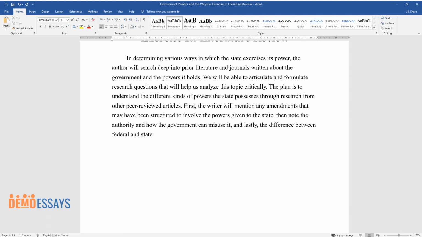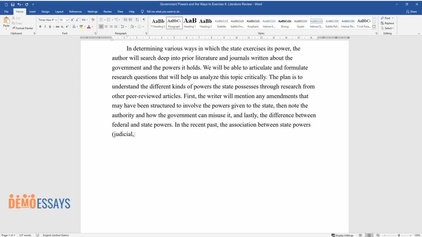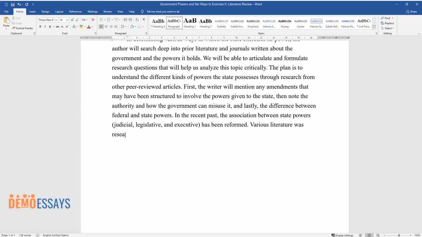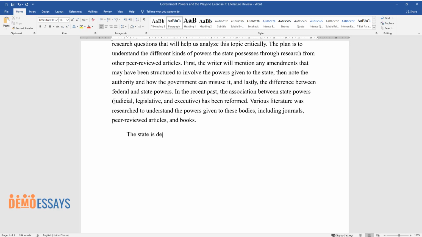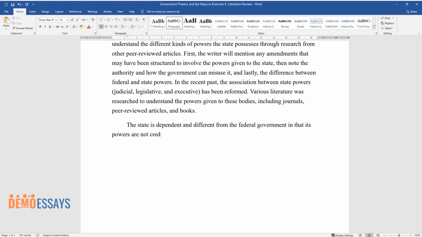In the recent past, the association between state powers, judicial, legislative, and executive, has been reformed. Various literature was researched to understand the powers given to these bodies, including journals, peer-reviewed articles, and books. The state is dependent and different from the federal government in that its powers are not credited but are native.